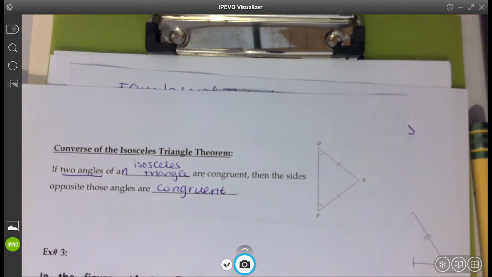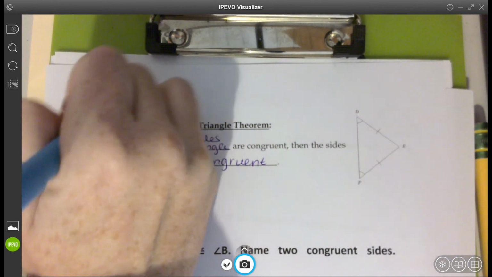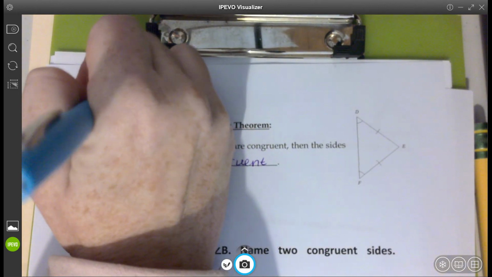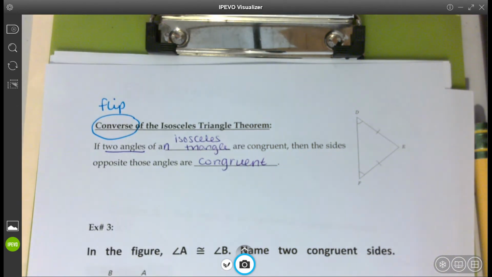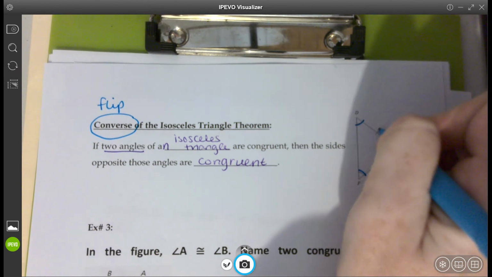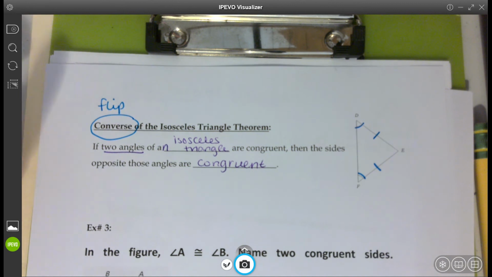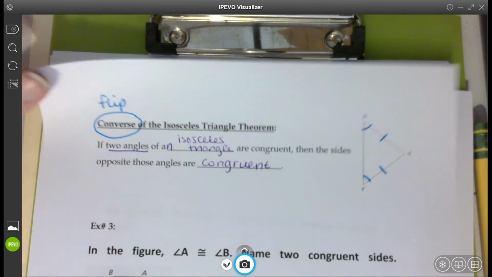All right, still looking at our isosceles triangle. Now we're just saying that we can have the converse of that theorem. Remember, converse means to switch or flip. So if we started saying we had two sides, now we're saying two angles. So here, if I know these two angles are congruent, that means the sides across from them need to be congruent. All right, so using that skill, let's look at the next example.